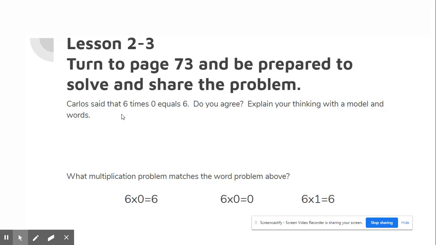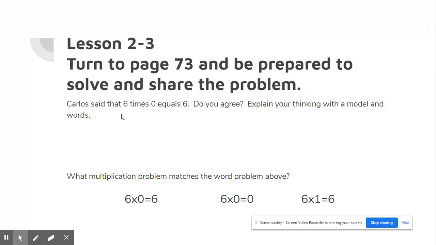Okay, so now I am going to read this problem to you 2 times. The first time, we always read for fun, just like in reading. The second time, we read to understand the math. So let's begin. Carlos said that 6 times 0 equals 6. Do you agree? Explain your thinking with a model and words.